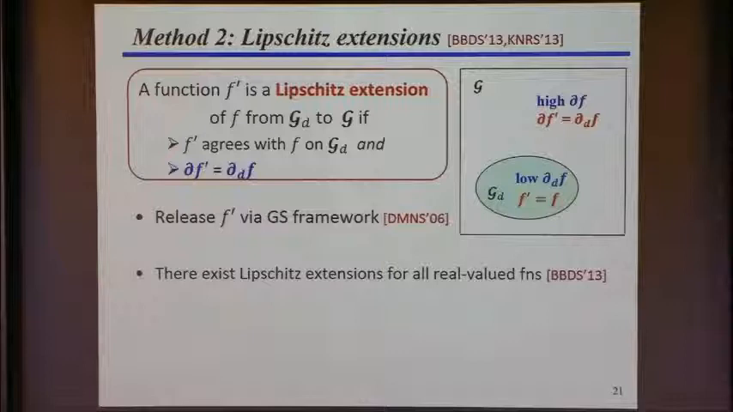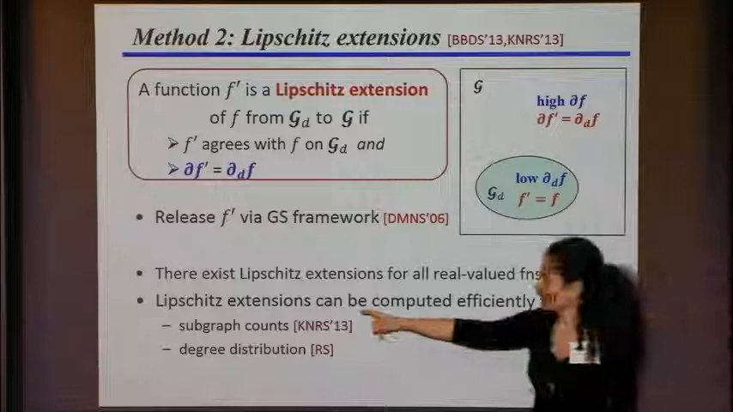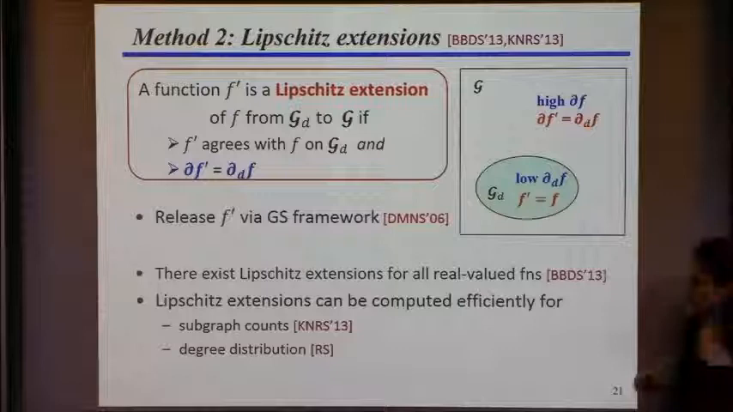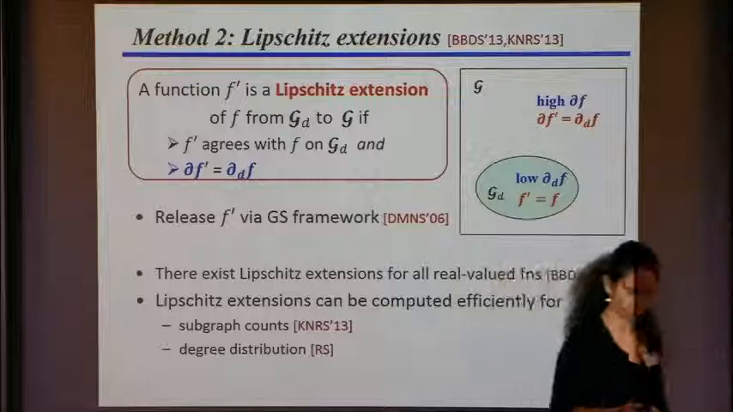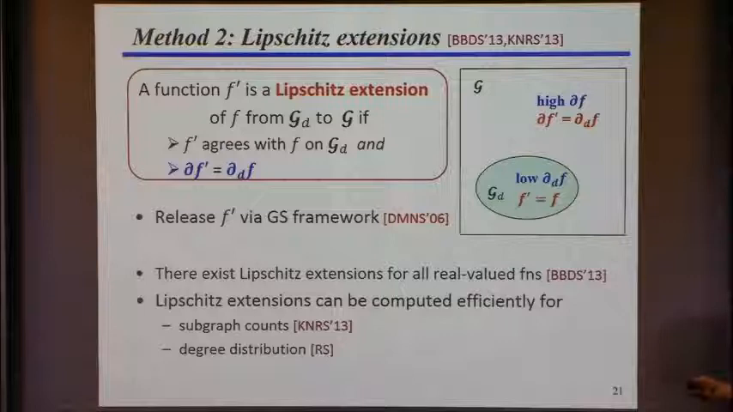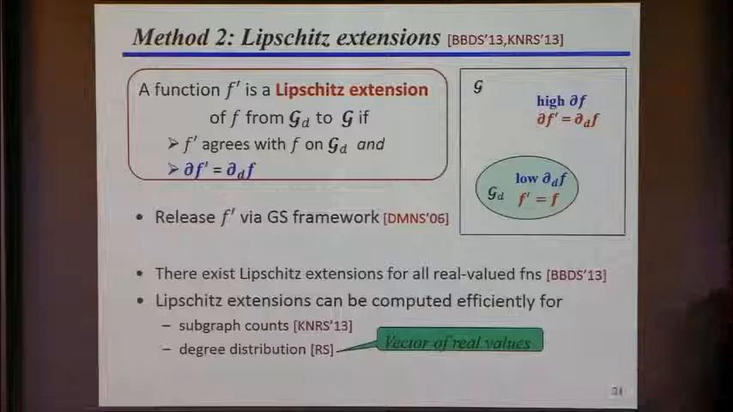Okay, so Blocki et al. proved that there exist Lipschitz extensions for all real valued functions. Moreover, Lipschitz extensions can be computed efficiently, meaning in polynomial time. We show that it can be done for subgraph counts and also for degree distribution, and I'm going to show you these efficient Lipschitz extensions. Notice that degree distribution is not a real-valued function. It's a vector of real values, so even the existence of this does not follow from this result.